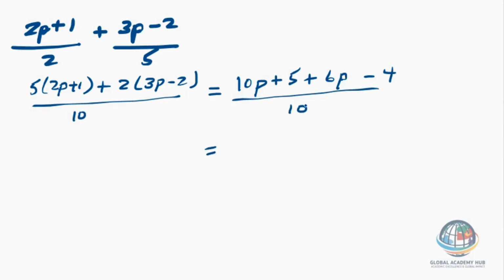10p plus 6p is 16p. Plus 5 minus 4 is 1. Divided by 10. And there we go. That's the solution.